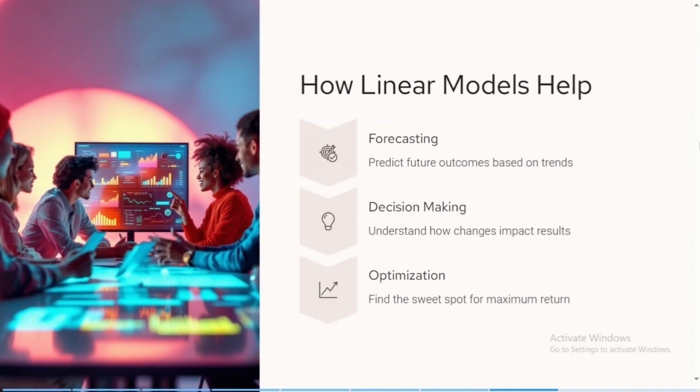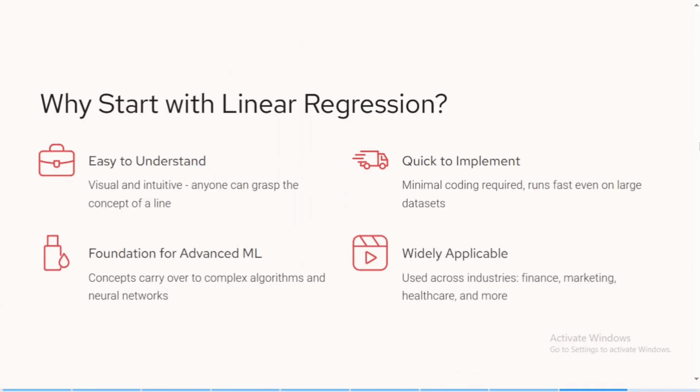Let's see how linear regression helps in practice. Forecasting. Predict future values like sales, prices, or demand. Decision making. Understand how changes affect outcomes. Optimization. Find the best input value for maximum result. This is why linear regression is used everywhere, from startups to even some big tech companies.